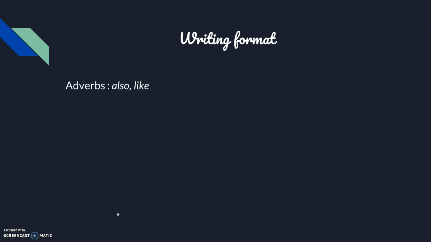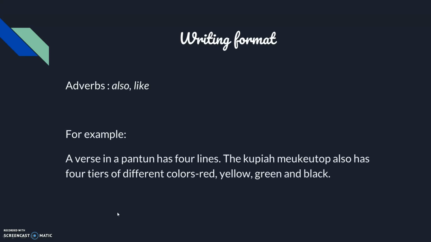Next, we have adverbs. Besides transitional markers, we can also use adverbs, such as "like" and "also". For example, a verse in a pantun has 4 lines. The Kopi sama Ketup also has 4 tiers of different colors: red, yellow, green, and black. So in here, we use "also" as the adverb. "Also" shows that both of them have 4 elements to compare, 4 lines and 4 tiers.